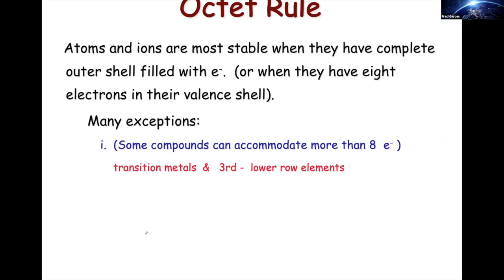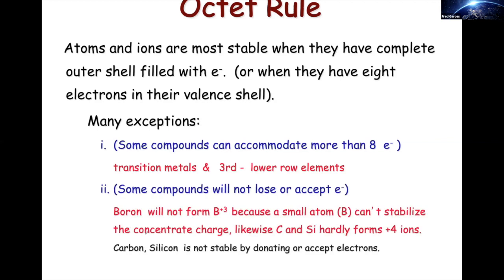Remember, I told you in class, we have these rules in chemistry, and you want to remember them, but there are so many exceptions. The key is to remember these exceptions, because that's the details in the writing. Other elements will not lose so many. Boron will not form B plus 3. Remember, boron has 3 electrons in its valence shell.